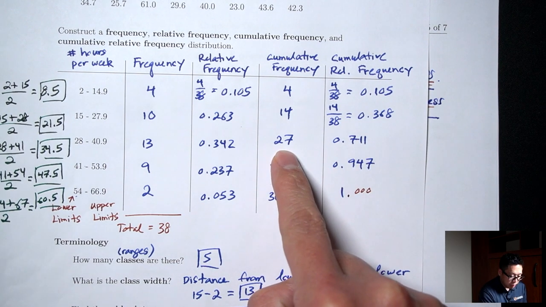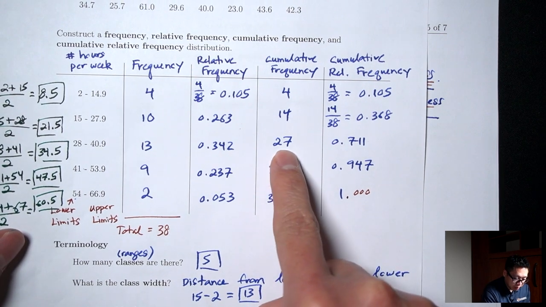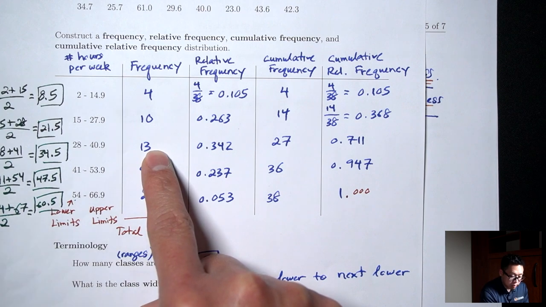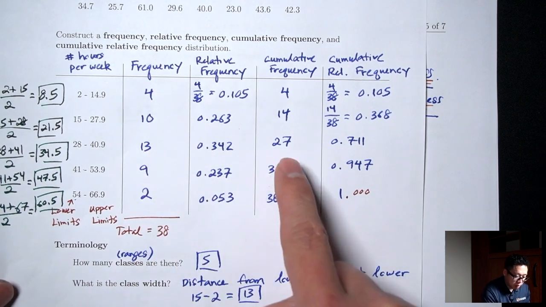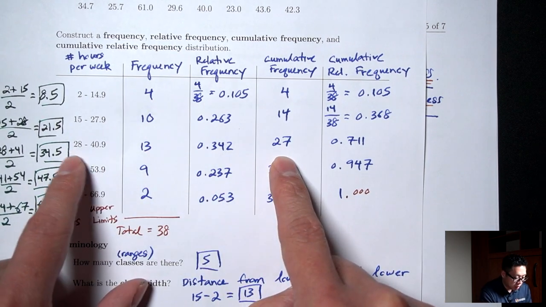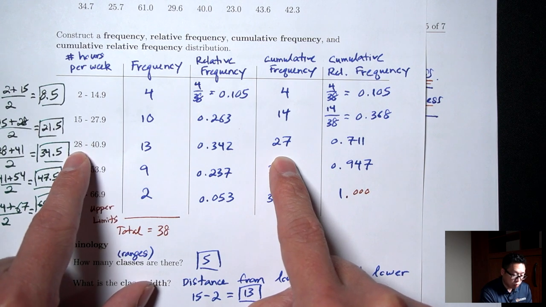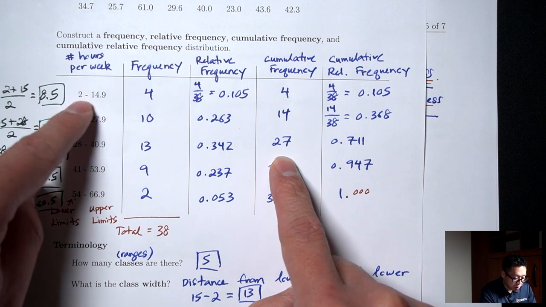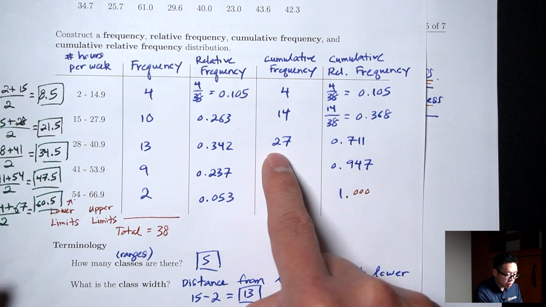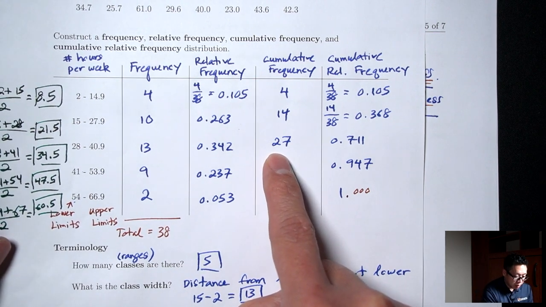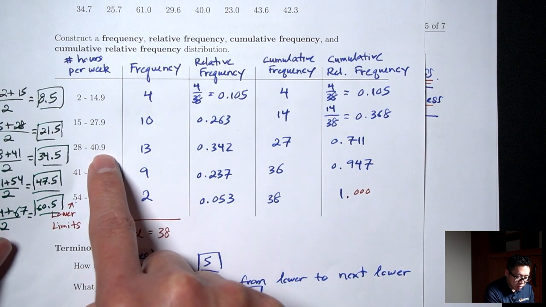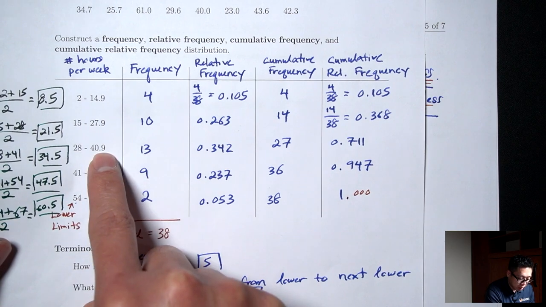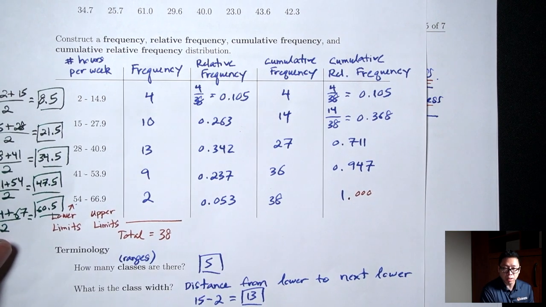27. Now, once again, we got this 27 by adding 13 and everything before it. So 13 plus 10 plus 4. So this 27 is not just these people who are doing 28 to 40.9. It also includes this range and also this range, okay? So these 27 students spend 40.9 hours or less, okay? These 27 students spend 40.9 hours or less per week studying.